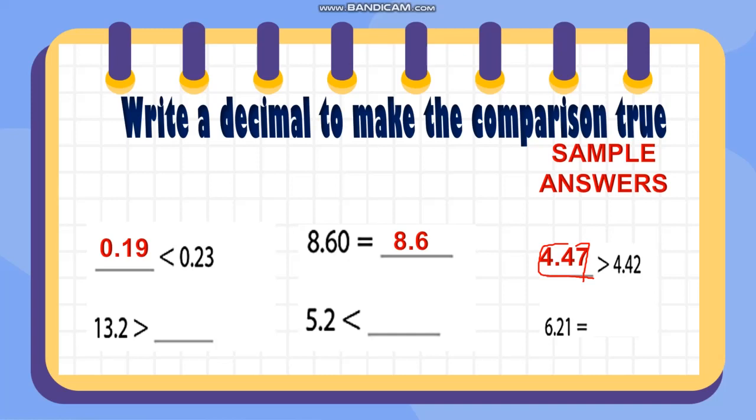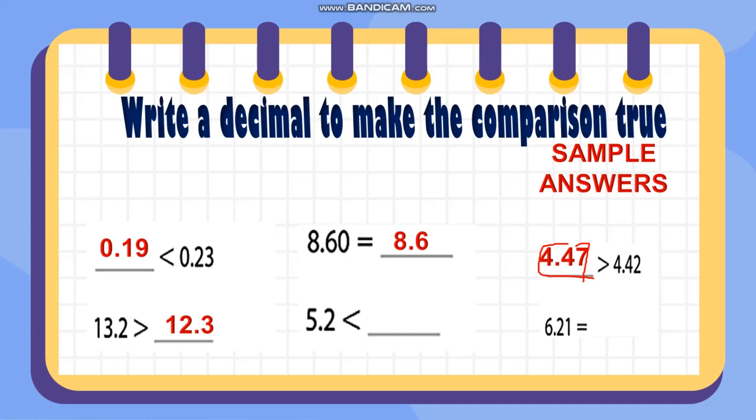The same thing here, 13.2 is greater than any number. So it means you need to look for any number less than 13.2 because the greater one is 13.2. So the sample answer is 12.3.